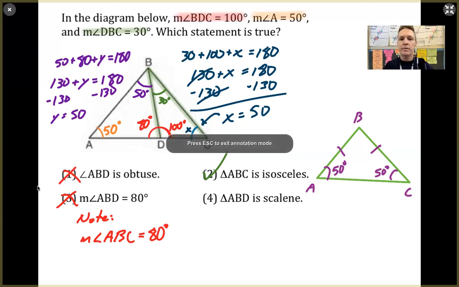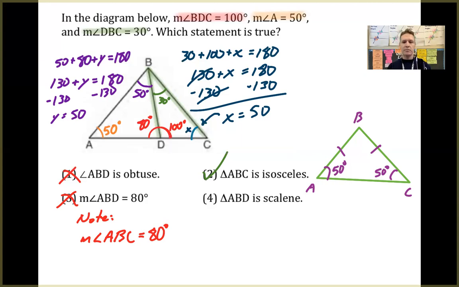So that is true. Then the last one has to be false because the others are true. And if it's an isosceles triangle, it's definitely not scalene. Scalene means that all the sides are different lengths. So that's not true. Okay, there you go.